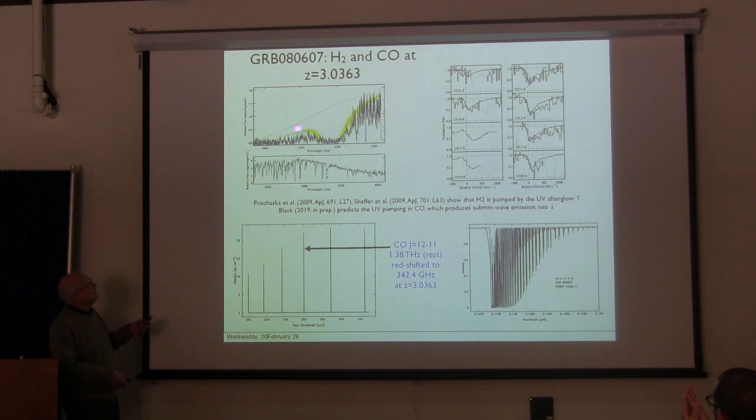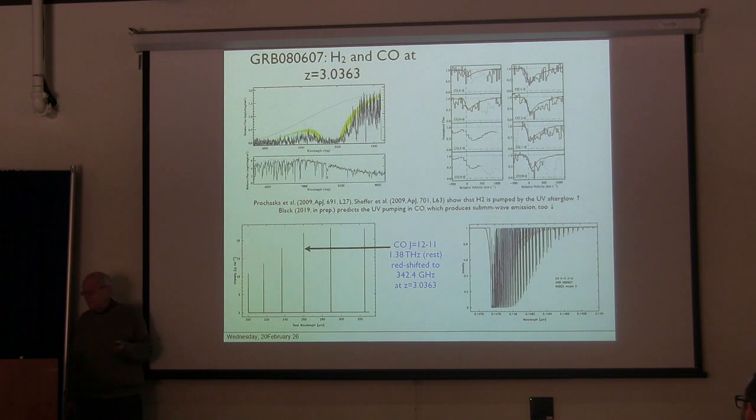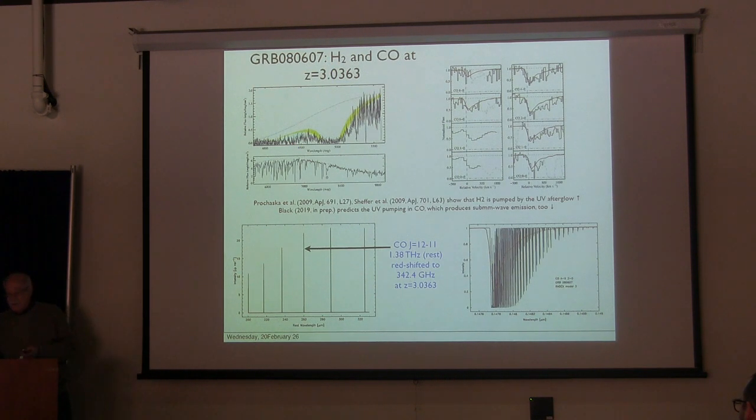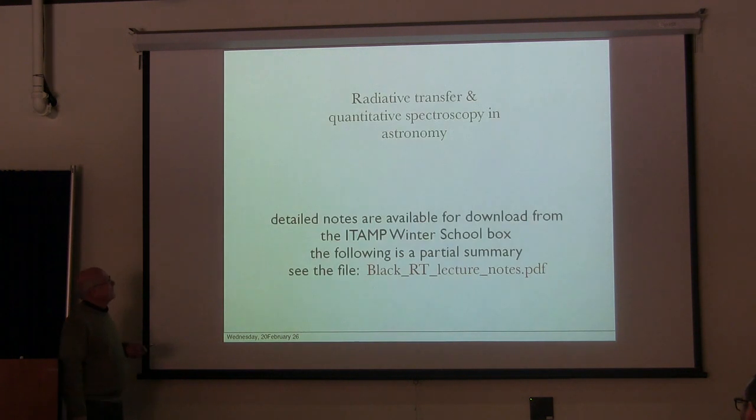And this is a case where the UV spectra of both carbon monoxide and molecular hydrogen have been studied at a redshift of 3 now. That's very far away, even by the current standards of extragalactic astronomers.